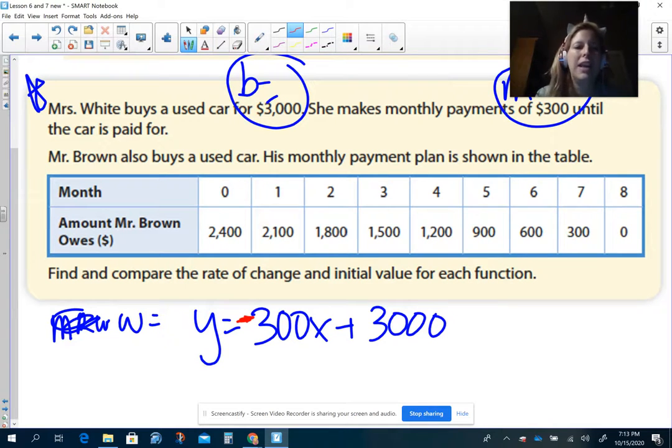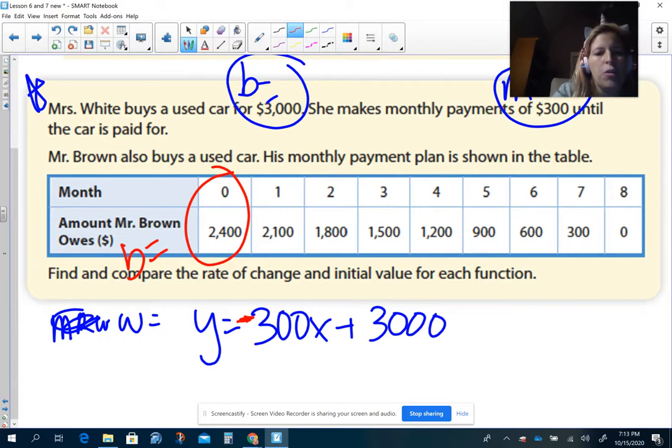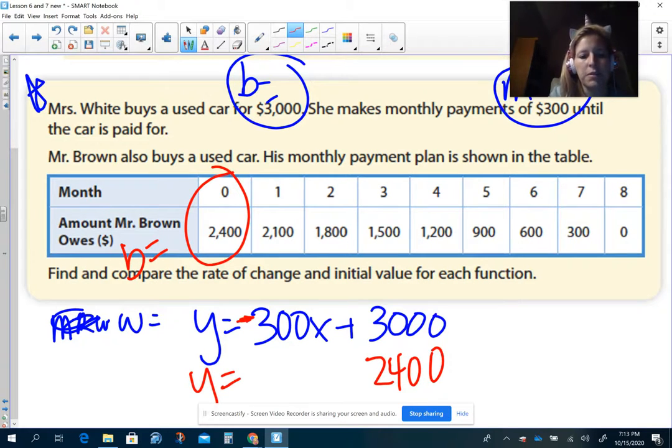Okay, now let's see how you did with Mr. Brown. Okay, so Mr. Brown, what was his beginning? His initial value was 2,400. So I'm going to put these side by side like this on top of each other. Now let's look at how much Mr. Brown had to pay off and what his rate of change was.